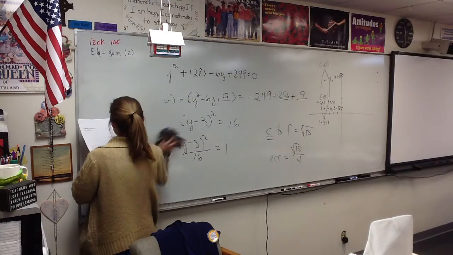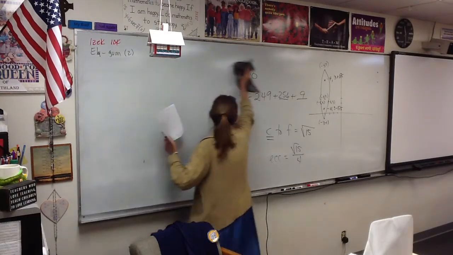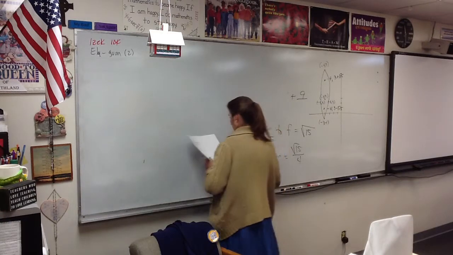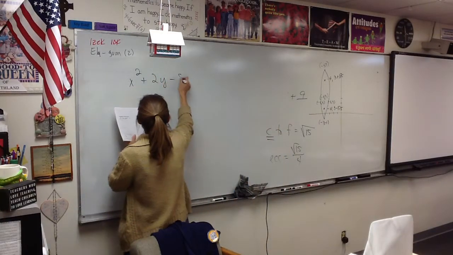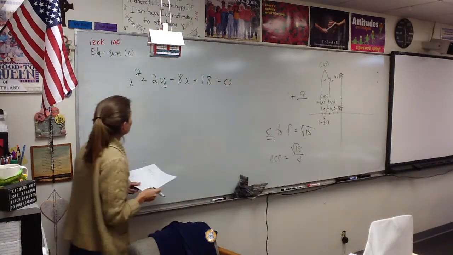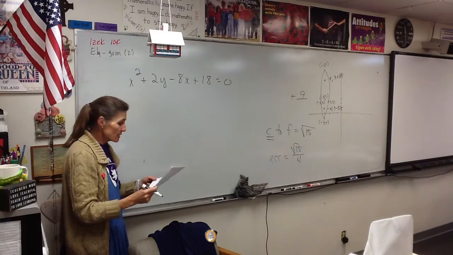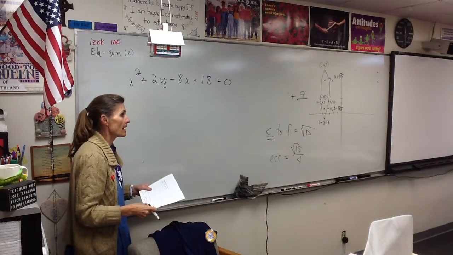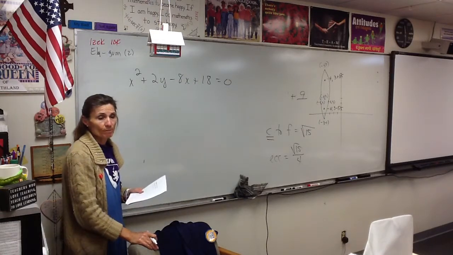Ready for problem C now, 4C. So we have x squared plus 2y minus 8x plus 18 equals 0. What is this? A parabola. And you can tell it's a parabola, gang, because why? There's only one squared term.